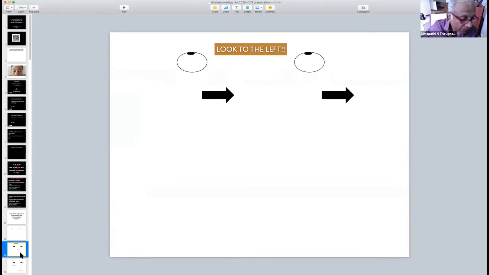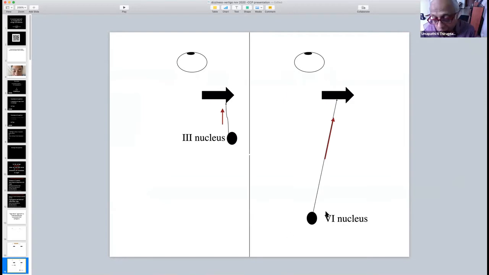Now, two things must happen. Firstly, the sixth nucleus must fire through the sixth nerve and allow the lateral rectus muscle to abduct. At the same time, the third nucleus must fire and allow the medial rectus to adduct, correct? So then you are able to look to that direction.